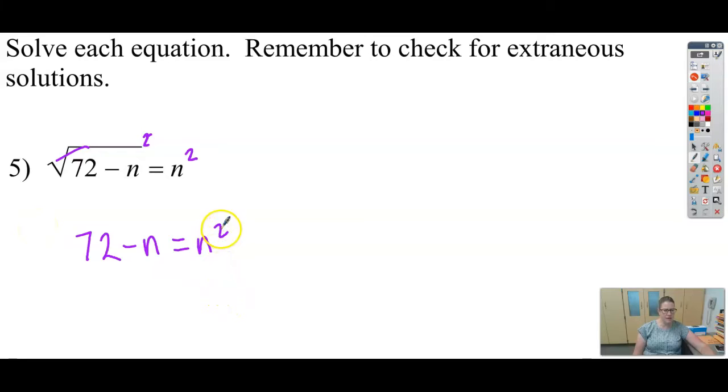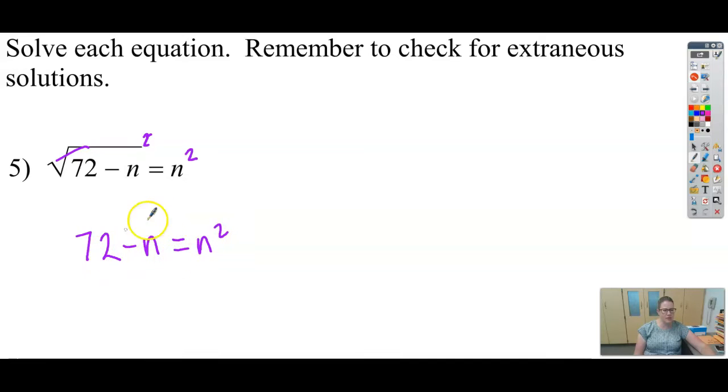Notice here, now in my equation, I have an n squared, and I have an n, and then I have a number. So because there's both an n squared and an n, I can't just solve this by using square roots or something to get n by itself. This is actually a quadratic, so I'm going to need to solve this by factoring or x factoring.